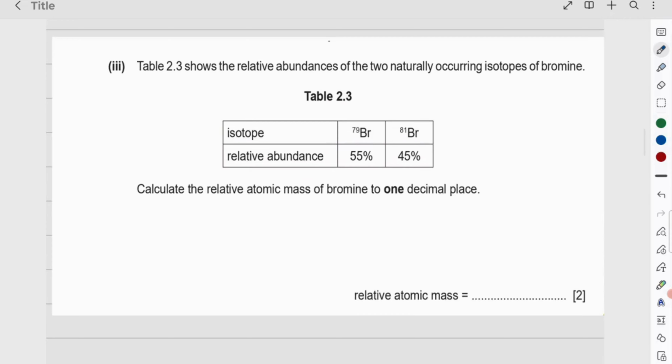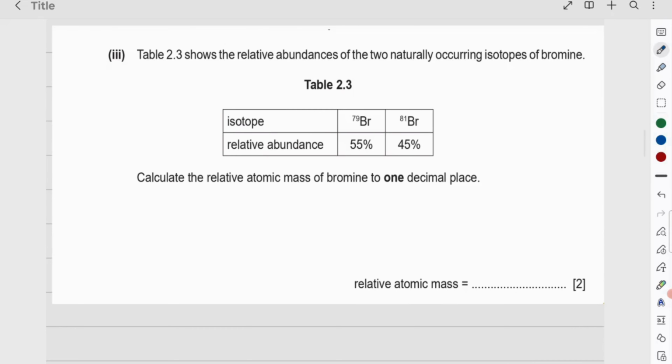The next question is: the table shows the relative abundances of the two naturally occurring isotopes of bromine. Calculate the relative atomic mass of bromine to 1 decimal place. The information we have is 55% relative abundance for 79, and for 81 we have 45. This one is a little easier question. You can use the formula.